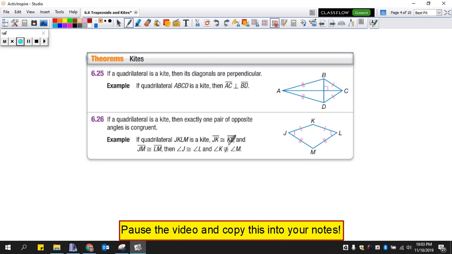And if a quadrilateral is a kite, then exactly one pair of opposite angles is congruent. Only one pair, exactly one pair. So in this case, J and L are the congruent ones. K and M are not going to be congruent because the sides are different lengths. In the top one, B and D would be the congruent ones. Pause the video and copy these two theorems into your notes.